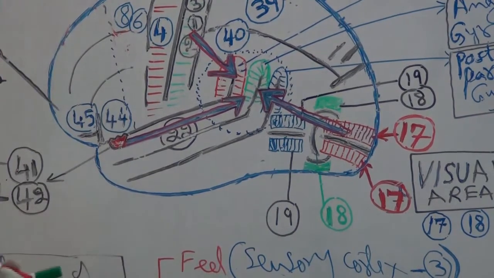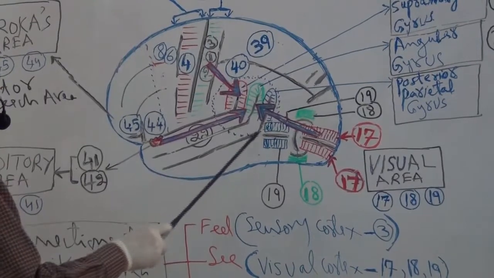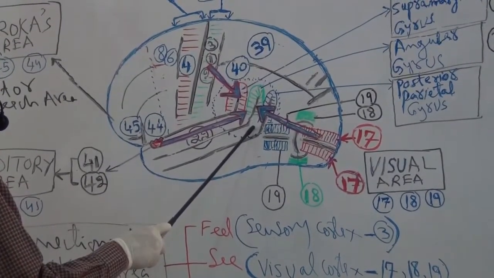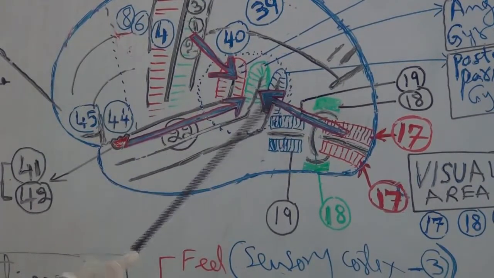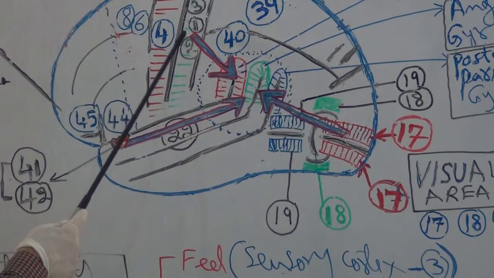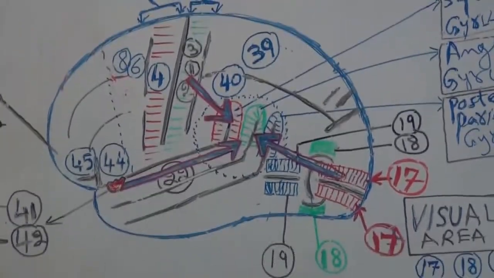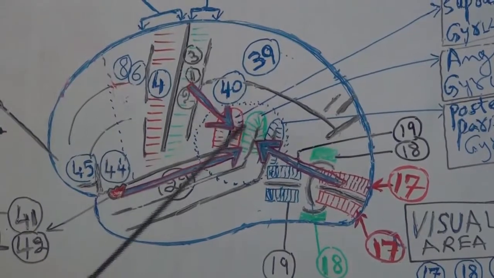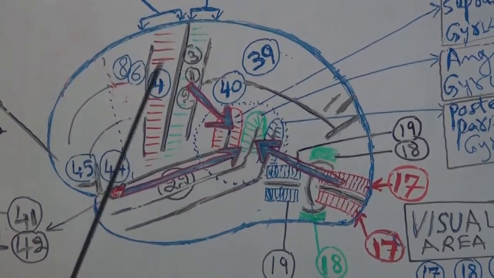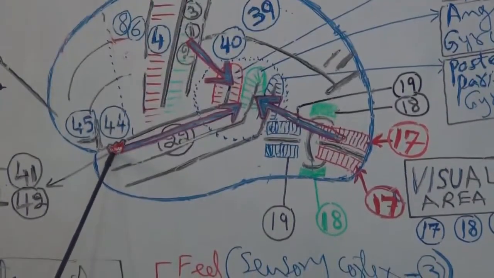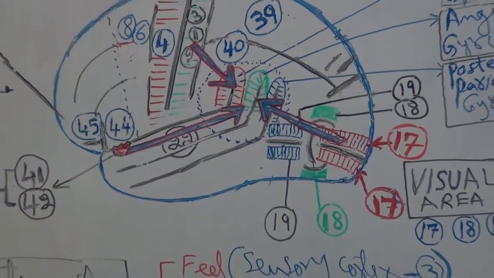So it is very simple. If you know the close relations of Wernicke's area with the other important centers, you can easily understand and remember which areas' nerve fibers enter Wernicke's area. That is the sensory cortex, area number 3, visual cortex, mainly area number 17, and auditory cortex, mainly areas 41, 42. They reach Wernicke's area.